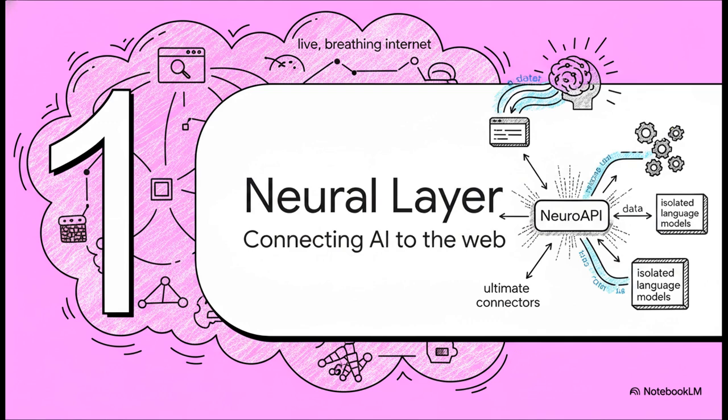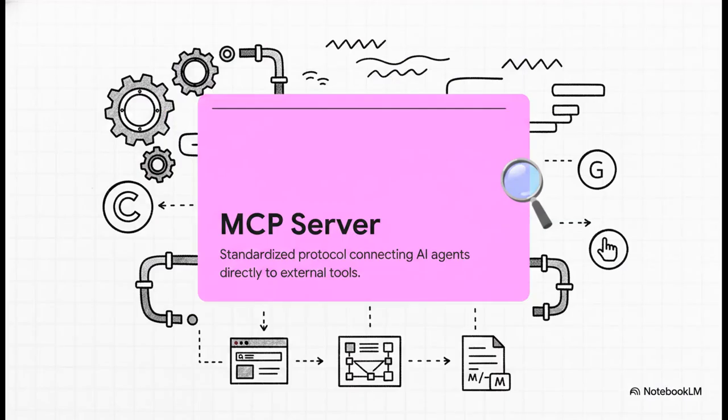Section 1. The Web Data Neural Layer. Now, what's really interesting about this slide is how this seamless connection actually happens, and it's thanks to the Model Context Protocol, or MCP. You can plug NeuroAPI directly into literally any MCP-compatible AI agent, whether that's Claude Desktop, Cursor, ChatGPT, or your own custom build.